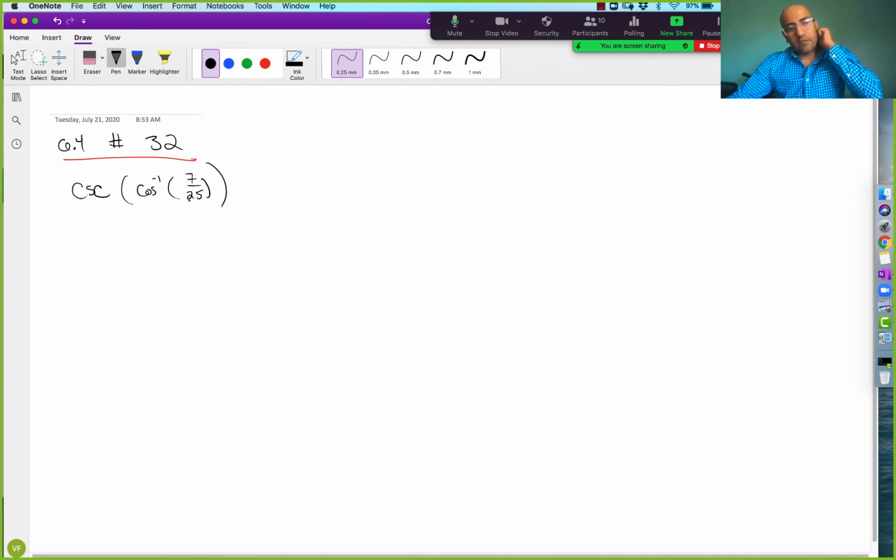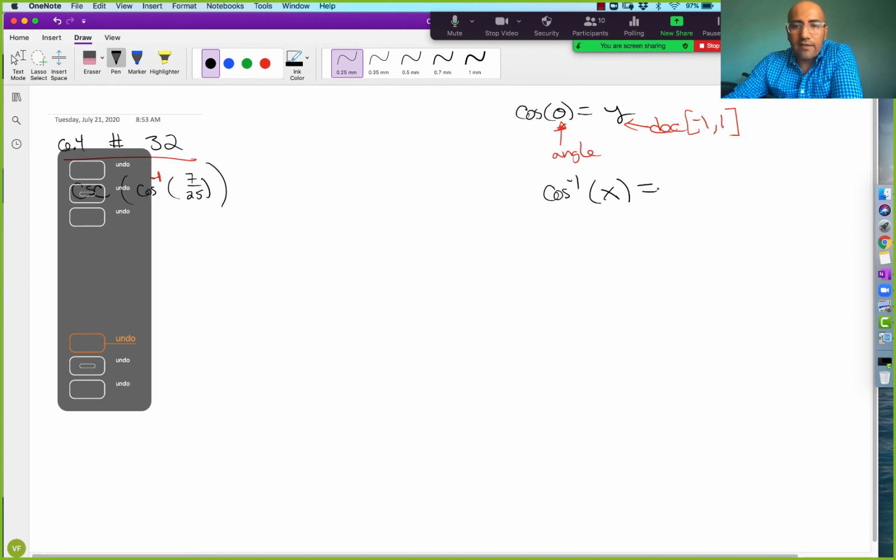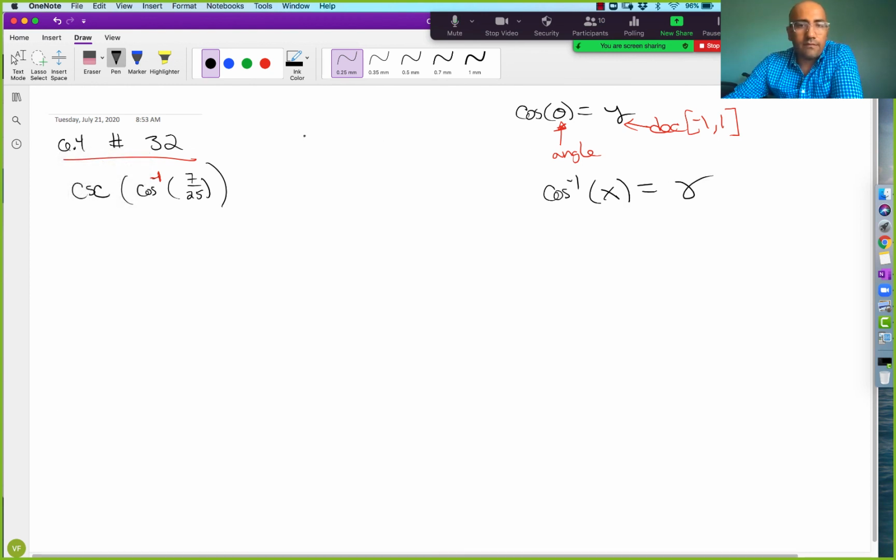Okay, so what you want to do with these is, first of all, recognize that when we have cosine of theta equal to y, then we're inputting an angle, and the output of a cosine is a decimal between -1 and 1. But the inverse function goes backwards. Cosine inverse of x equals alpha: you input a decimal between -1 and 1, and the output is going to be an angle.